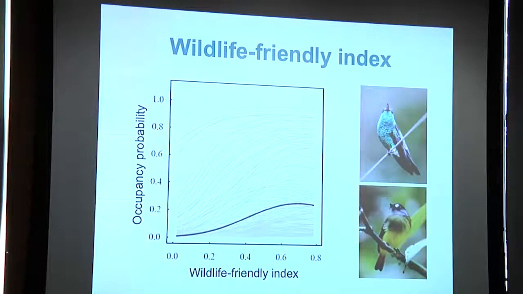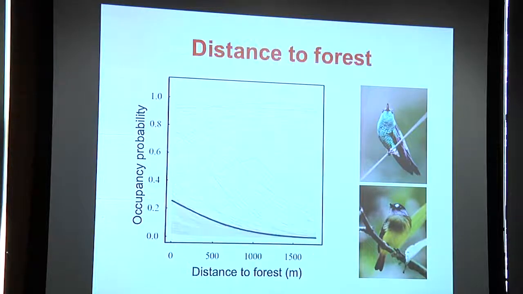And those probabilities look something like this: the wildlife-friendly index going from nothing in your habitat to near complete forest, and our occupancy probability on the Y. And the black thick bar is our mean bird. The average bird has a higher occupancy probability as you incorporate more wildlife-friendly features in the landscape. We find the opposite pattern for distance from forest. Close to forest, we have a higher occupancy probability than as you move further away.